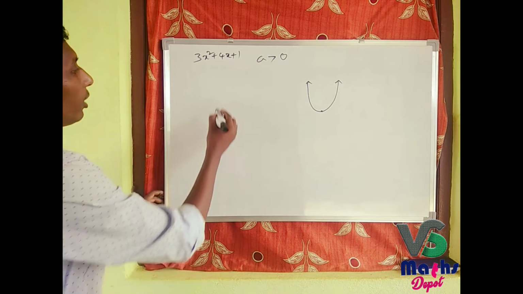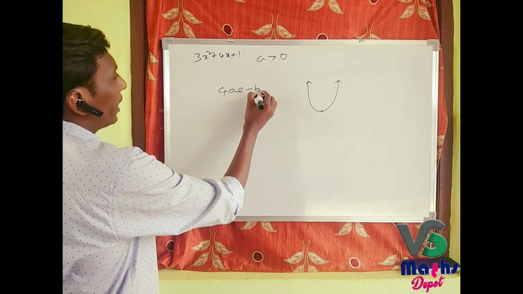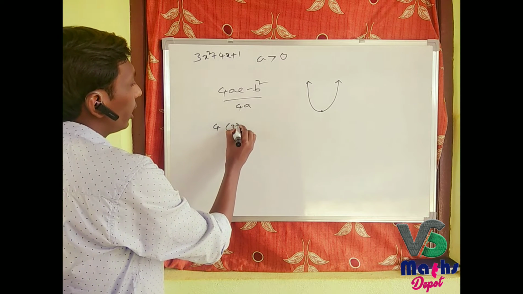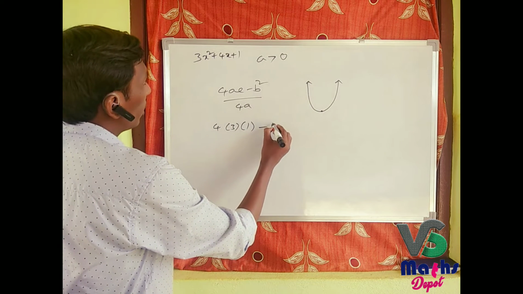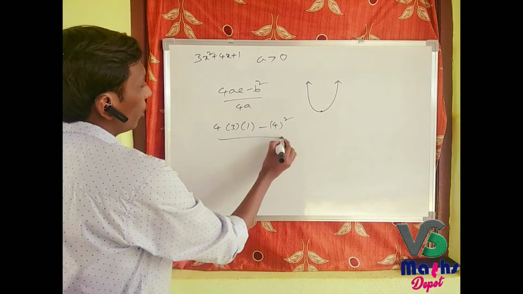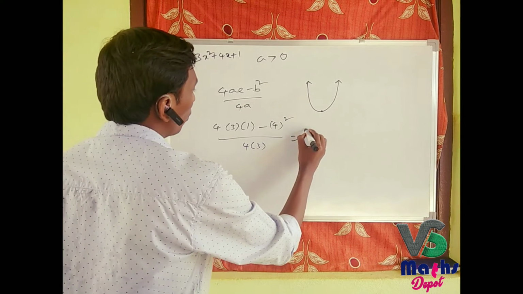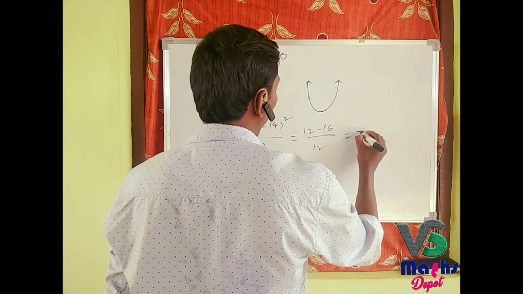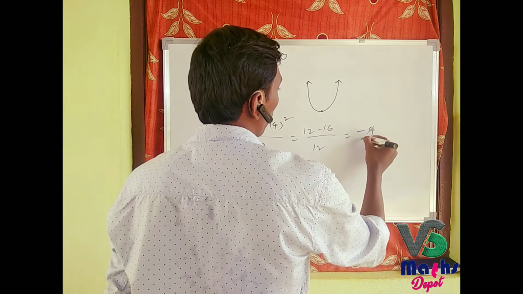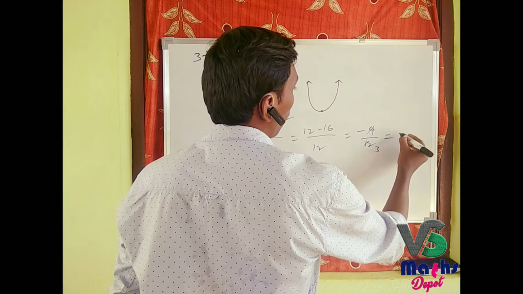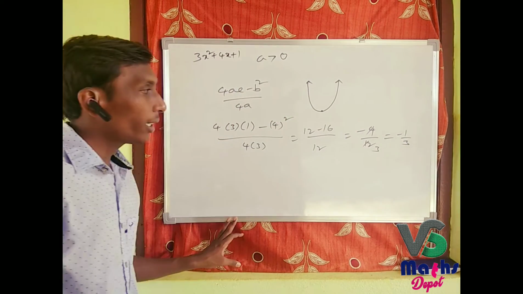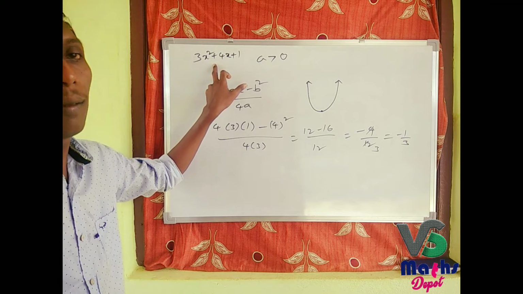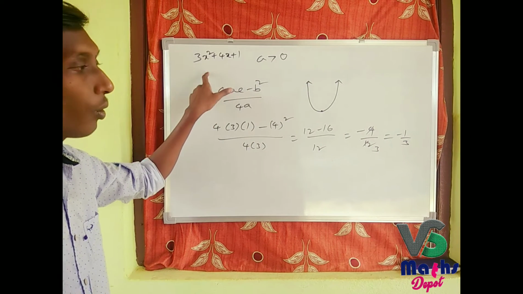Therefore, the minimum value is (4ac minus b square) by 4a. So 4 into a value 3, c value 1, minus b square, 4 square, by 4 into a value 3, that is equal to (12 minus 16) by 12, that is equal to minus 4 by 12, that is minus 1 by 3. Minus 1 by 3 is the minimum value of this quadratic expression.